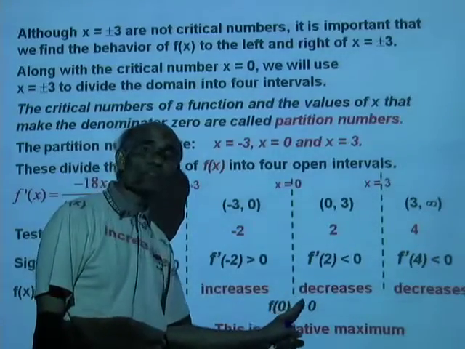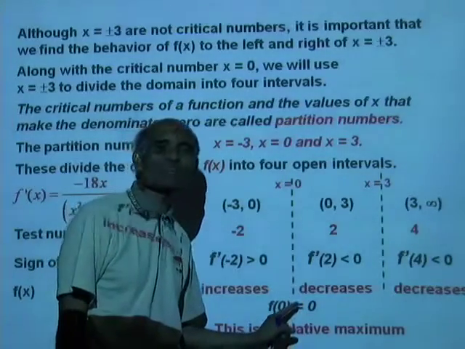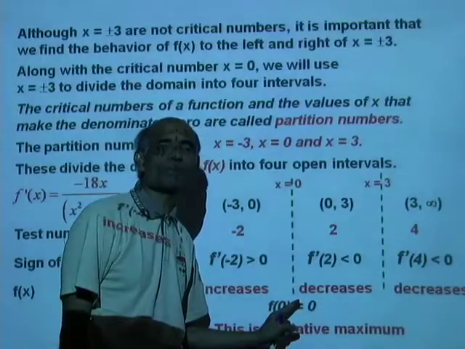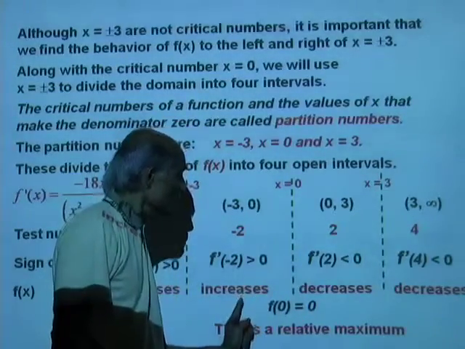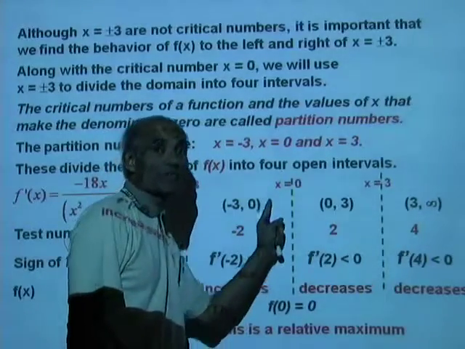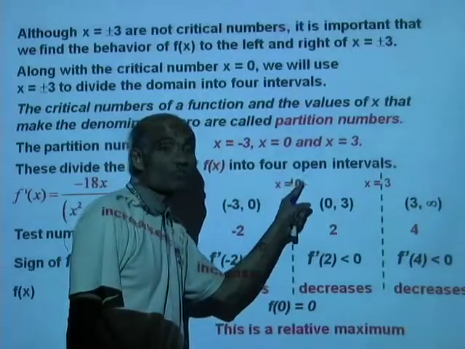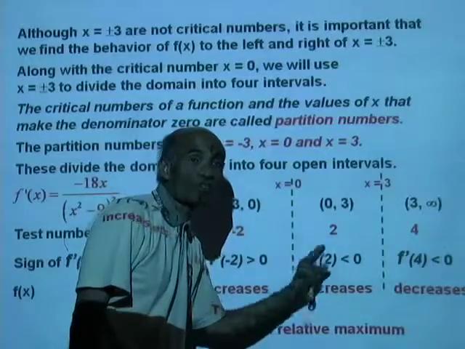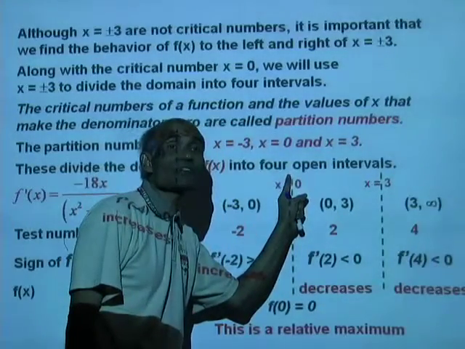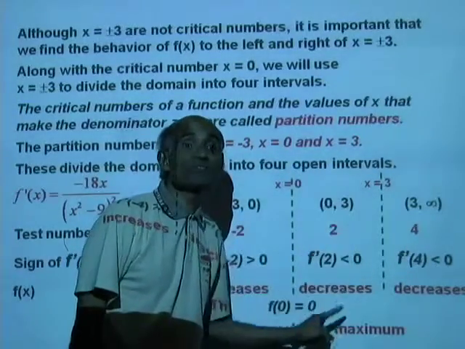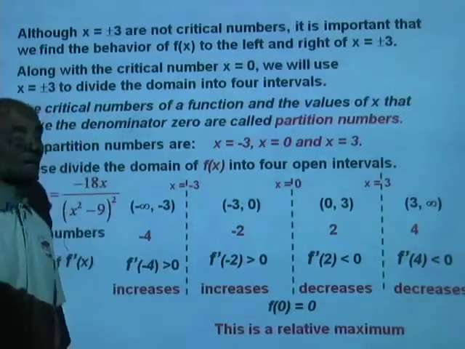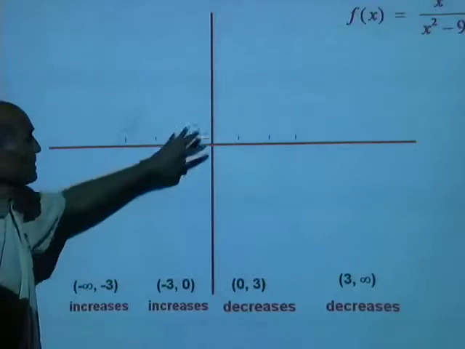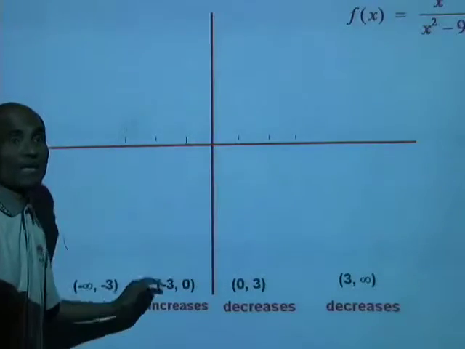Now tell me, the value f of 0 equal to 0, is that a relative minimum or a relative maximum? On the left of 0, the function is increasing. On the right of 0, the function is decreasing. Therefore, at x equal to 0, you have a relative maximum. So that's a lot of information you have about that graph. Now, I have put those down in here.